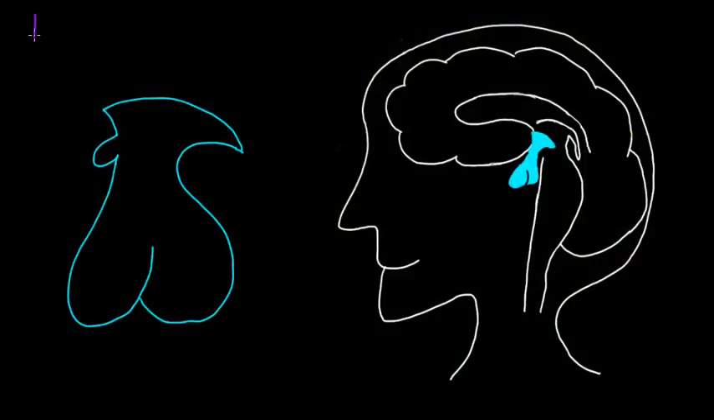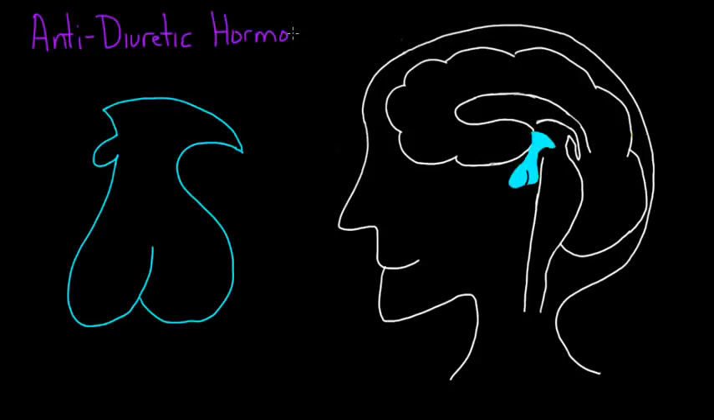We're going to talk about anti-diuretic hormone, and you can see I've already started drawing for this video, and the main reason is because I'm not a great drawer and I wanted to make sure that everything was pretty clear. And so I drew out on one side the pituitary gland and on the other the brain.